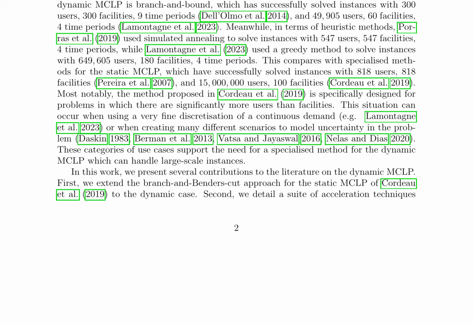The Benders decomposition algorithm iteratively solves the primal and dual subproblems to generate optimality cuts that are added to the master problem, gradually tightening the relaxation until an optimal solution is found. This section of the paper delves into the optimality cuts for the dynamic MCLP, drawing on the work of Cordeau et al., 2019. Three types of optimality cuts are defined: B0, B1, and B2, each based on different expressions.